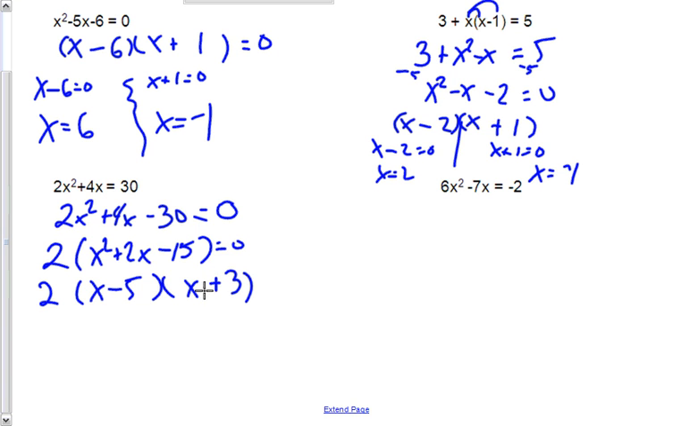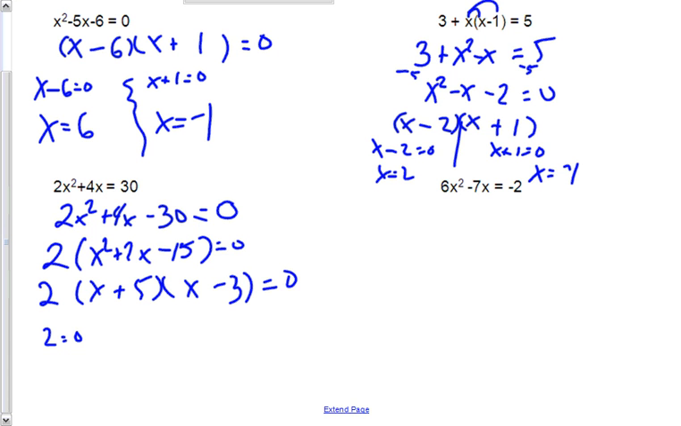Actually, is that going to work? Nope, our signs are off. So we got to be careful. We're backwards. We're actually going to get x plus 5, x minus 3. We want to get that big positive there. Right? That equals 0. Now, if you wanted to, you can set all the factors equal to 0.